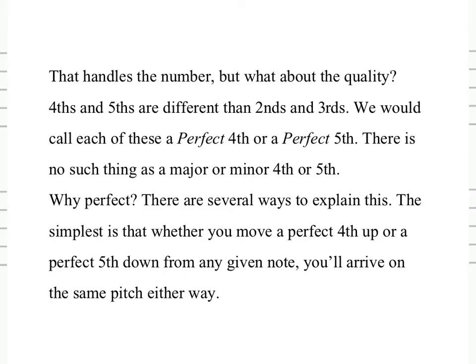So that handles the number. But what about the quality? Fourths and fifths are different than seconds and thirds. We would call each of these a perfect fourth or a perfect fifth. There's no such thing as a minor fourth or a minor fifth. So why perfect? There are several ways to explain this, but the simplest way is that whether you move a perfect fourth up or a perfect fifth down from any given note, you'll arrive at the same pitch either way. I just showed you that on the clock.